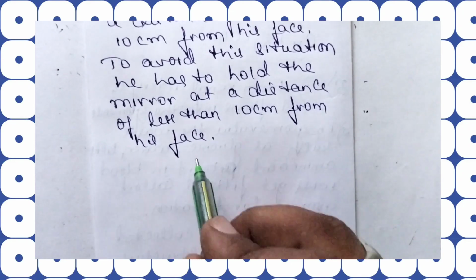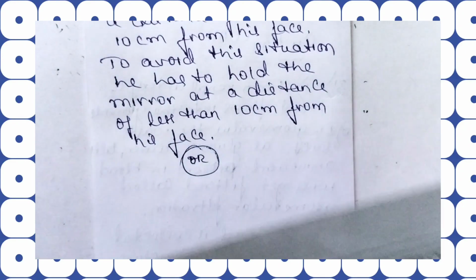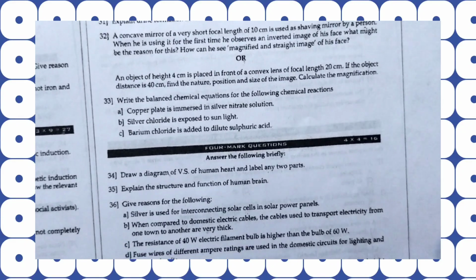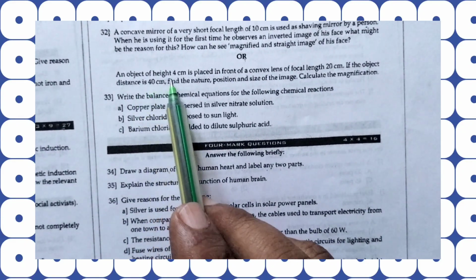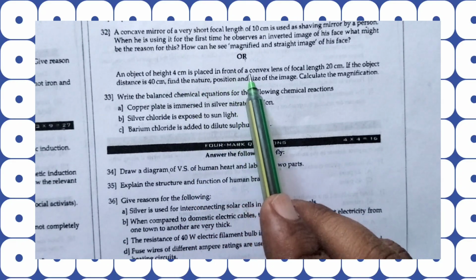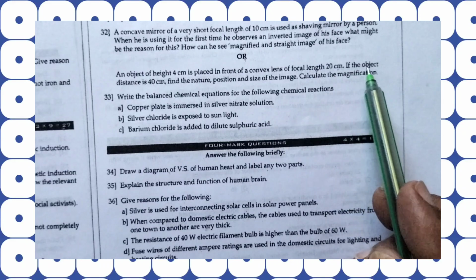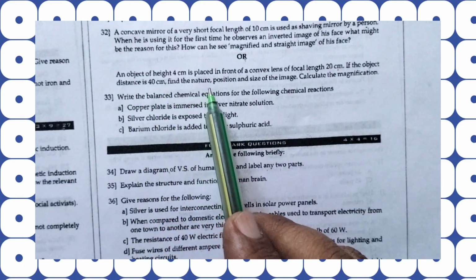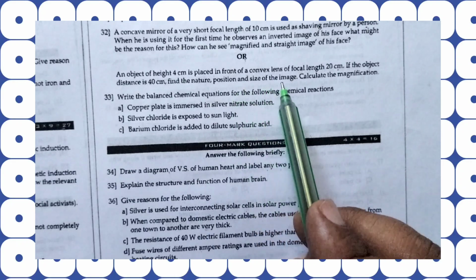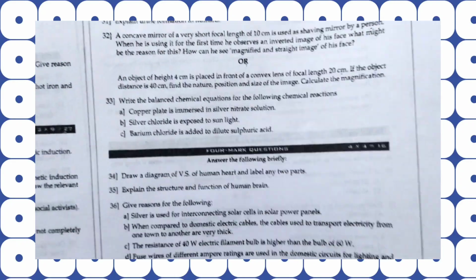So there is an internal choice question in this. Let us answer that internal choice question also. The internal choice question is: an object of height 4 centimeter is placed in front of a convex lens of focal length 20 centimeter. If the object distance is 40 centimeter, find the nature, position and size of the image. Calculate the magnification. Now let us answer this question.